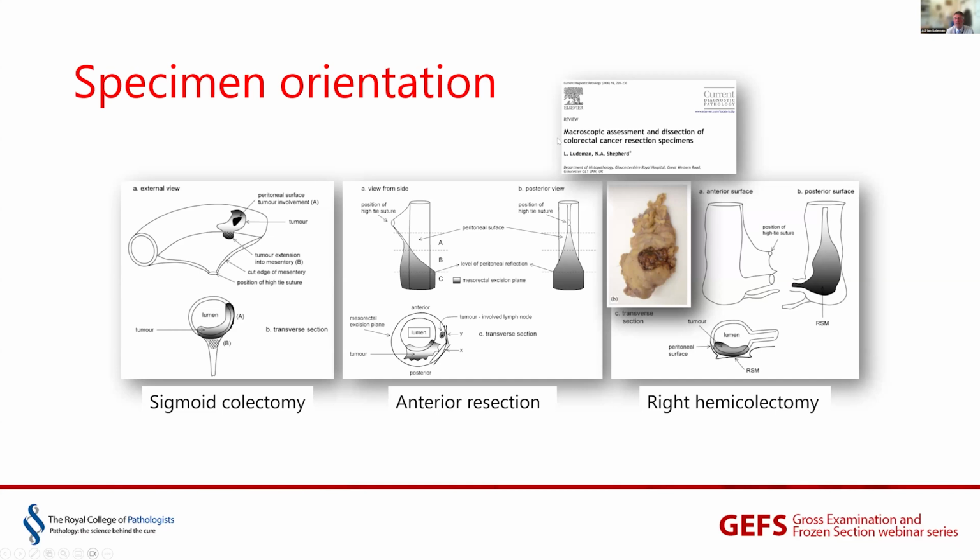This is a very good paper. It's a little older now, by Dr. Luhmann and Professor Neil Shepherd, but still very much worth referring to. It still has some very good pictures, including this one with an inked retroperitoneal surgical margin. So you may well be able to identify that in your right hemicolectomy specimens. That's really important to be able to orientate these specimens.